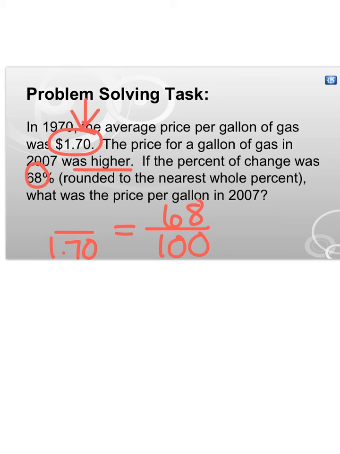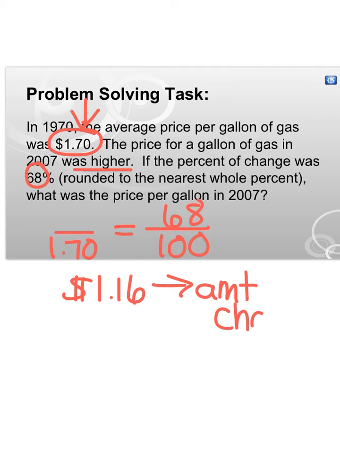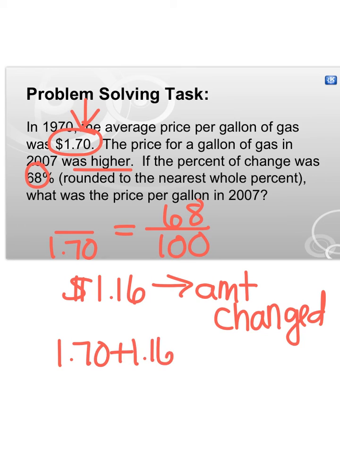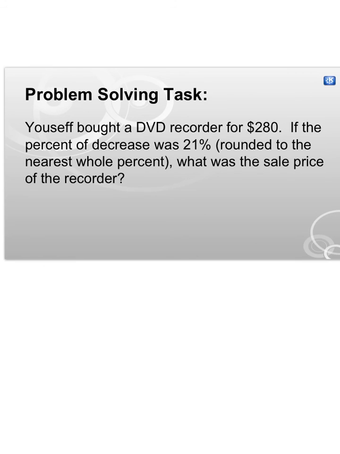So when we solve that, we're going to end up with, when we take 170 times 68 divided by 100, $1.16. But remember, $1.16 is the amount it changed. So if it had been $1.70, and it increased by $1.16, that means in 2007 it was $2.86. So it's time for you to try this one by yourself.